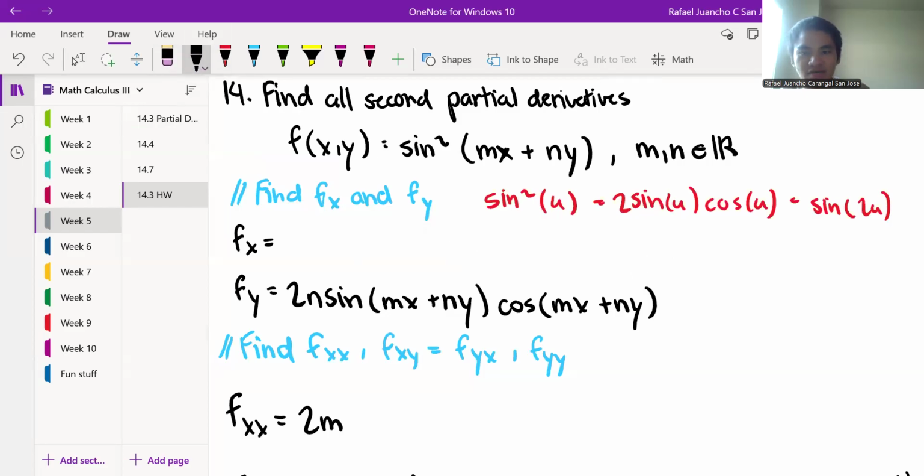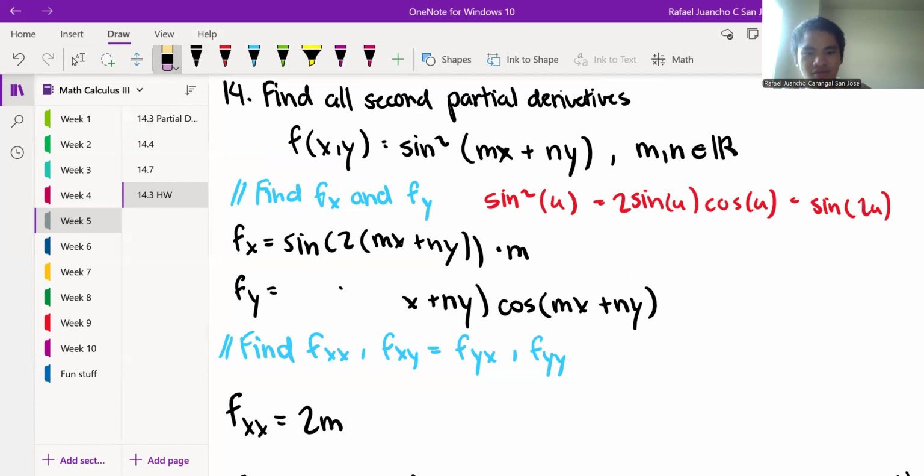And so from there I have sine of 2 of mx plus ny, right? And then I multiply it by m because of that chain rule. Then here it's the same thing, but I multiply by n. N as in nice.